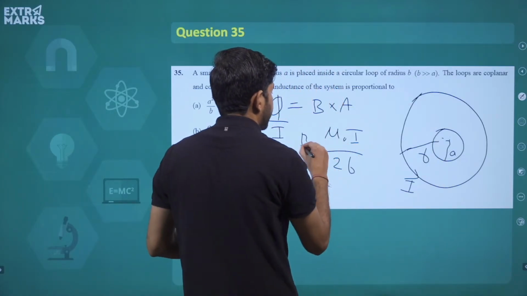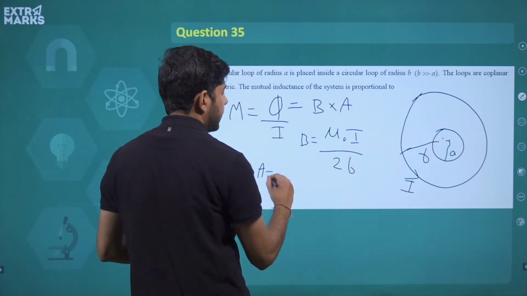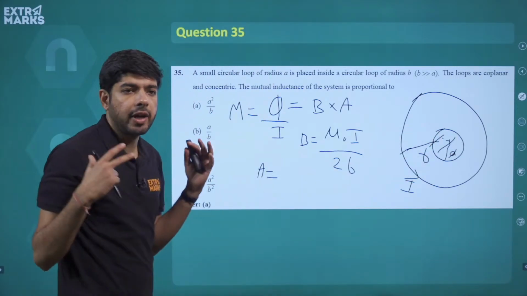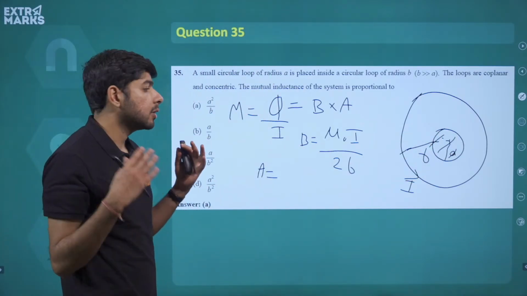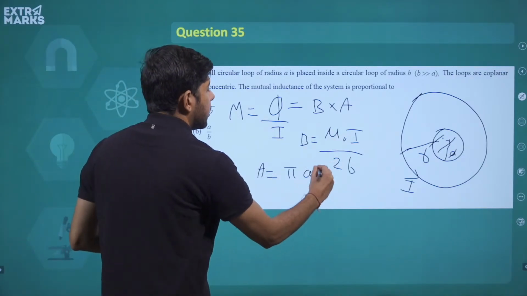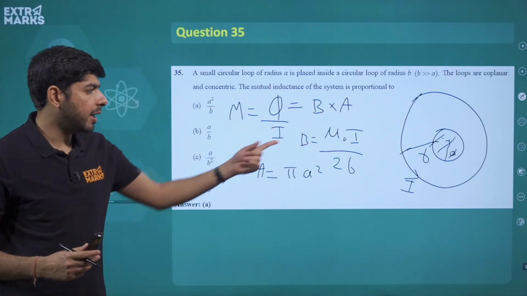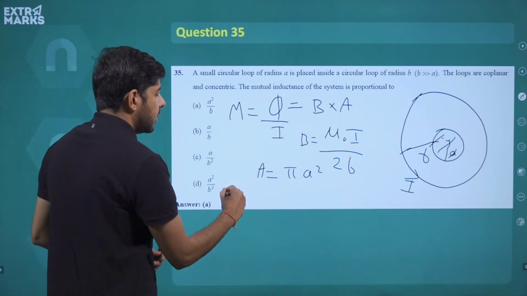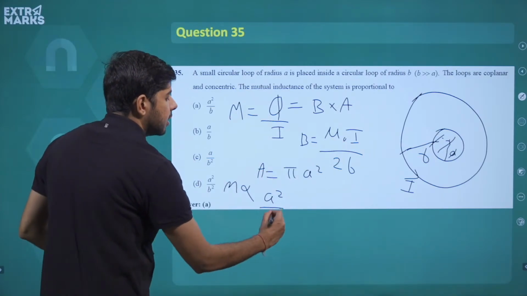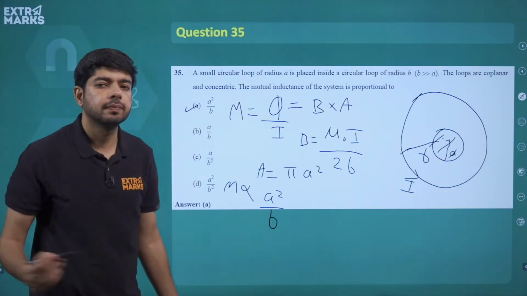This is the magnetic field into the area. So the area is the smaller one because it is inside, and we are talking about the flux through that. So through that it means we have to take its area, so that is pi a square. Now you know the flux, you know the area, put it here, divided by current will get cancelled. So as you can see, it will come out proportional to a square from the area divided by b. So that is going to be your answer, a square by b, and that is option A.